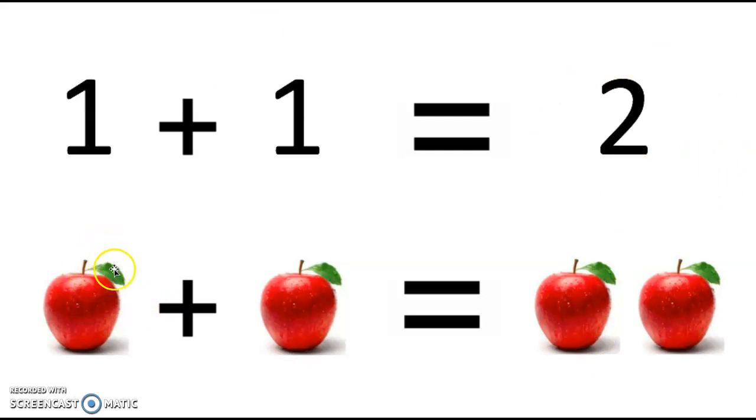So I know if I have 1 apple and I add 1 more apple, then I will have 2 apples on this side. If I look on this side, I also have 2 apples. So I can say 1 plus 1 is the same amount or is equal to 2.